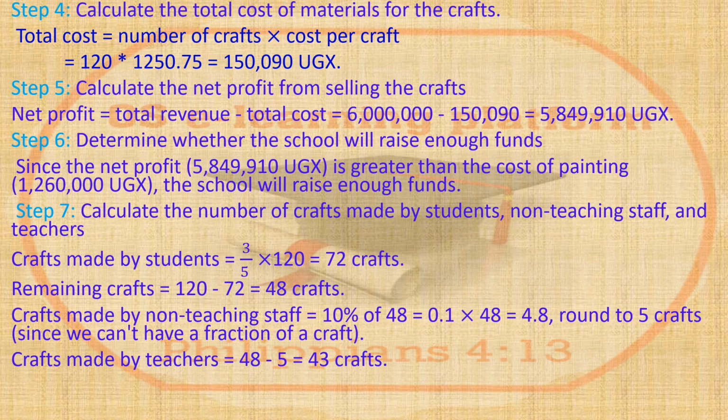Now what we are going to add to prove our answer is basically 43 plus 5 plus 72. I repeat, 43 plus 5 plus 72. And that will make a total of 120, because there are 3 departments making the crafts: the students, the non-teaching staff, and the teaching staff. So basically that is what we can do as far as the item is concerned.